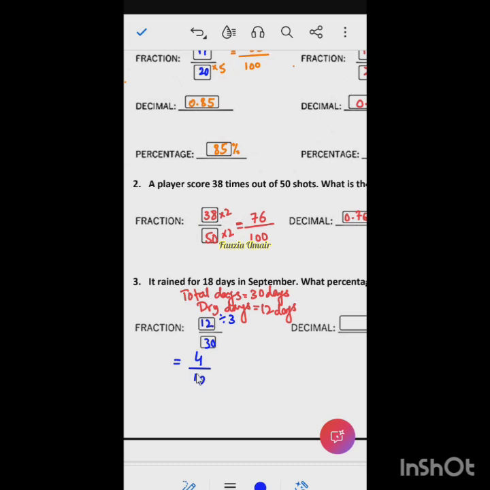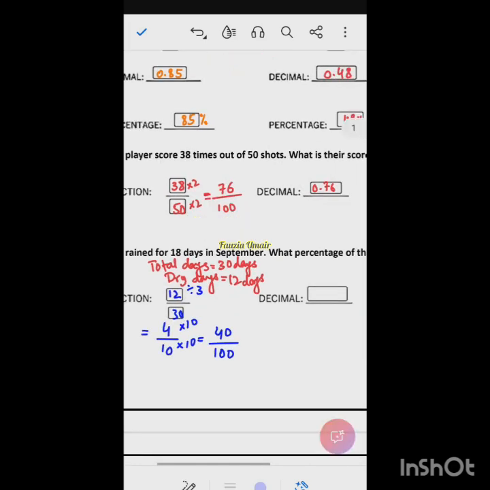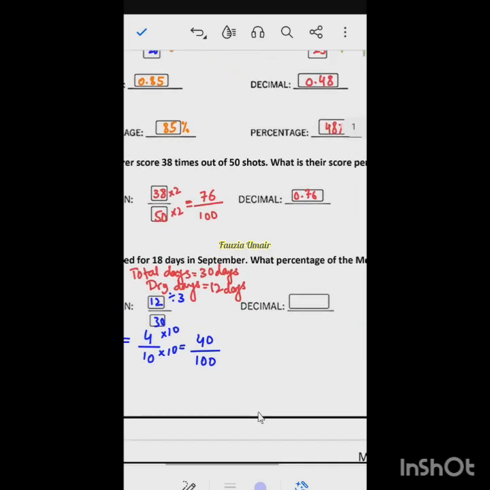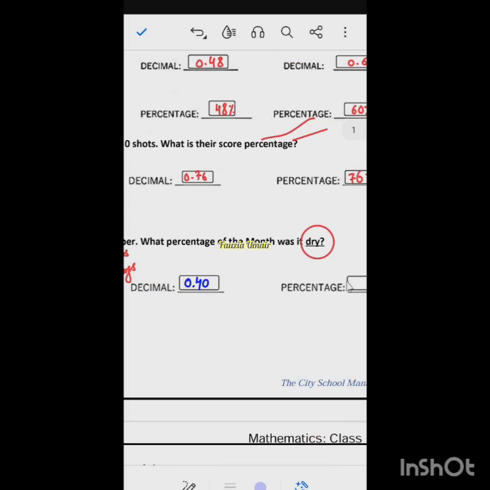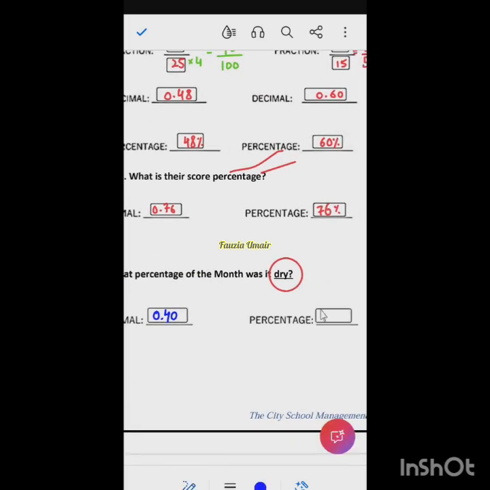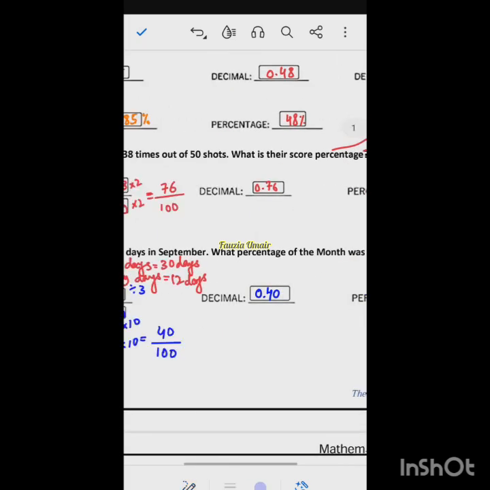So can I convert it into 100? Now with which number can we multiply? Ma'am, with 10. Very good. If we multiply by 10, then it would be 40/100. So the decimal is 0.40, and the percentage is 40%. Excellent. Now you got the point, and 40% is the answer, right? So is it clear, beta? Got the point? Yes. All right.